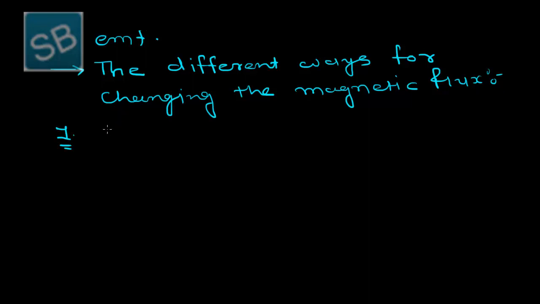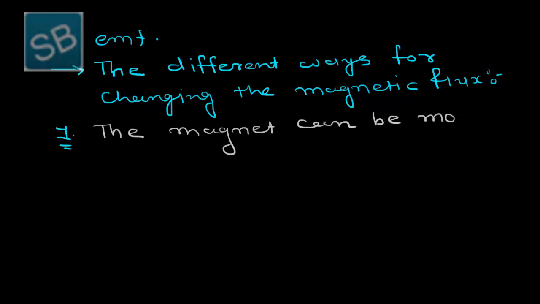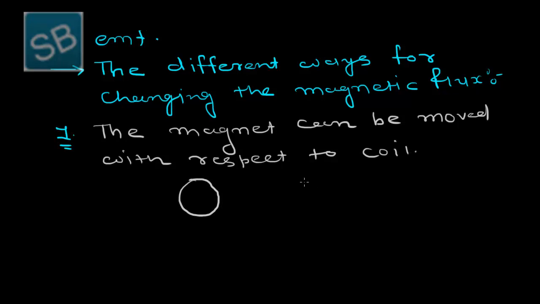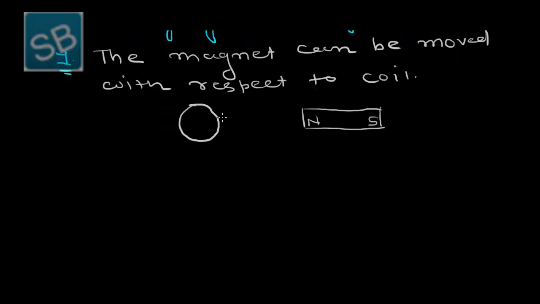the magnet can be moved with respect to the coil. So the direction of magnet and the direction of coil should be opposite to each other, or either one is steady and the other one is facing the object. So here the object we have taken is a coil. So suppose here is the coil and this is a bar magnet, north pole, south pole, and with this the north pole should face the coil.